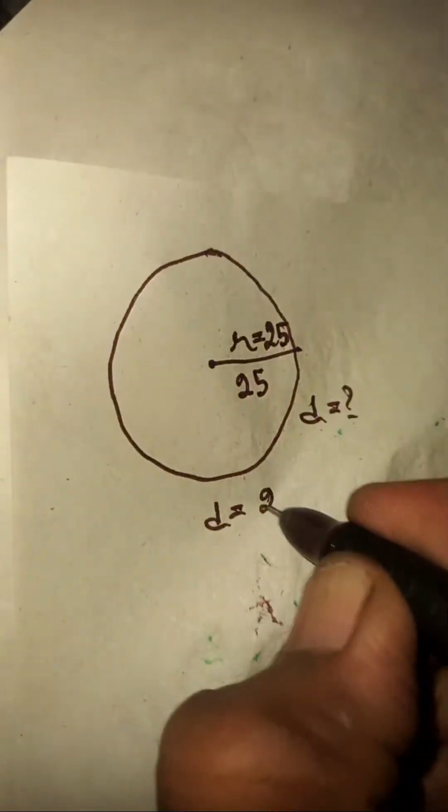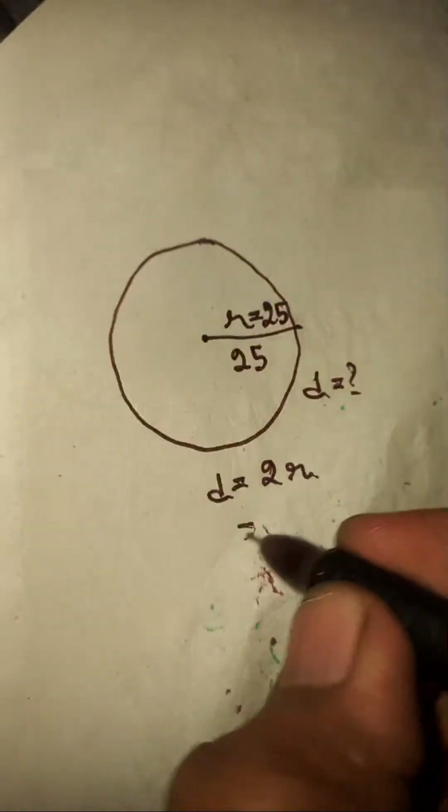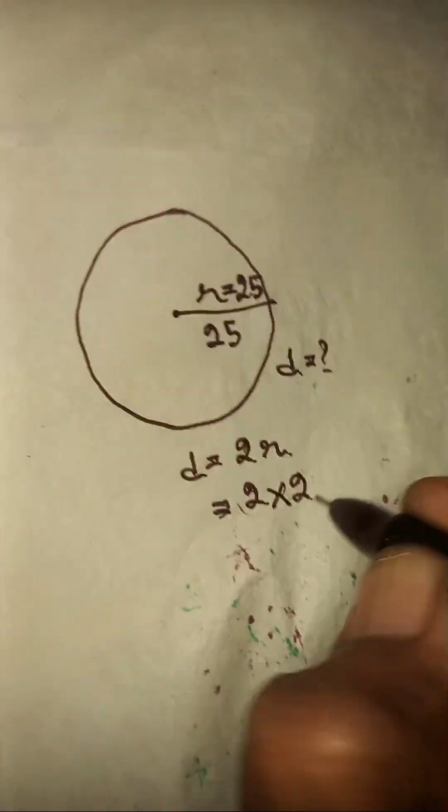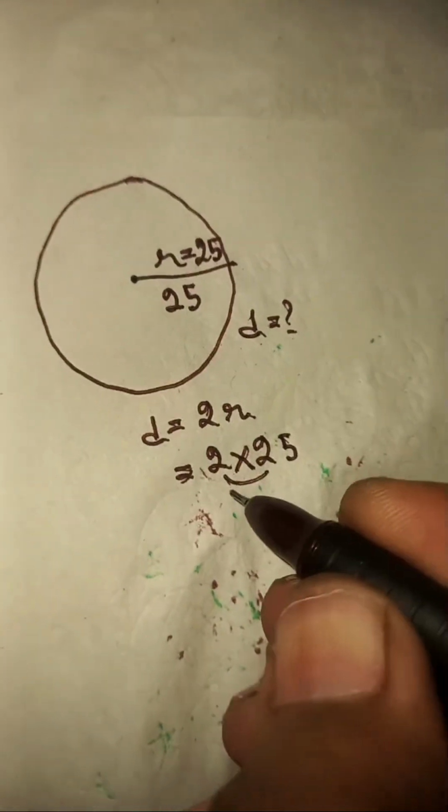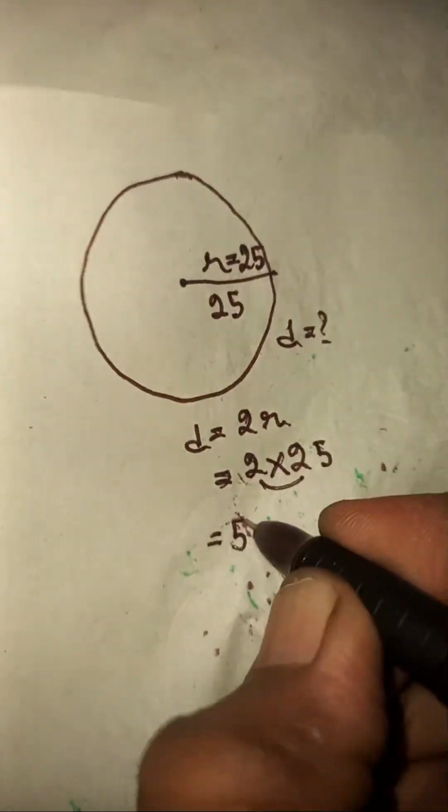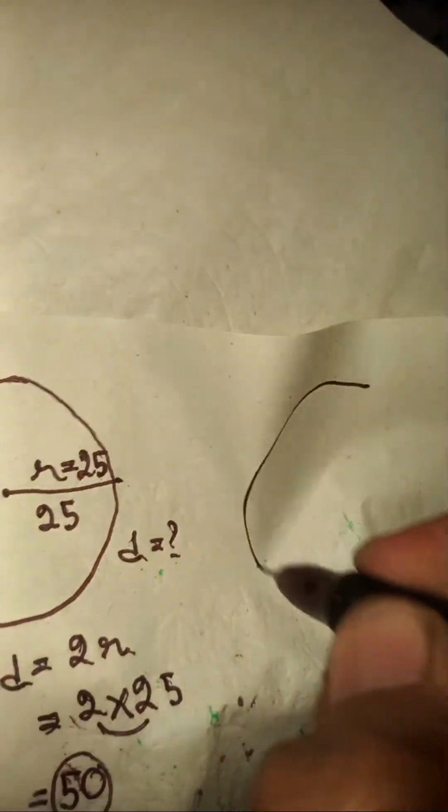Diameter is 2 times of the radius, so it is 2 times of 25 units. 2 times of 25 is 50 units. That's the actual diameter. Let's take one more circle.